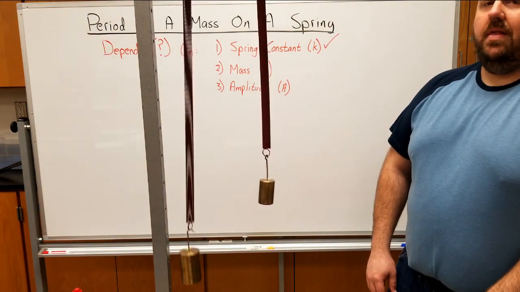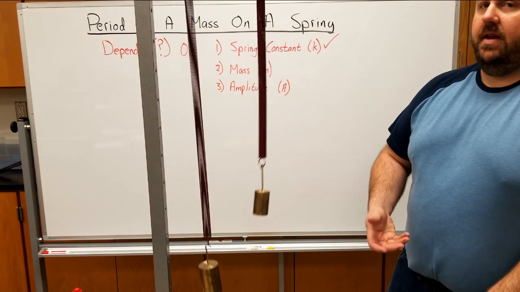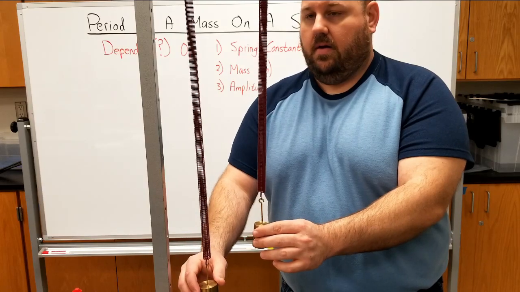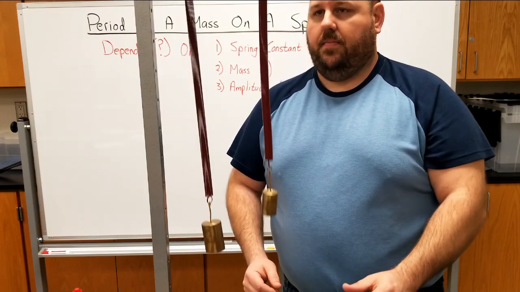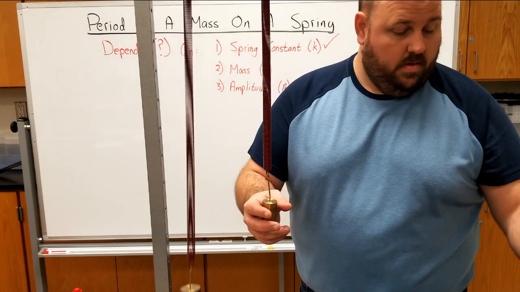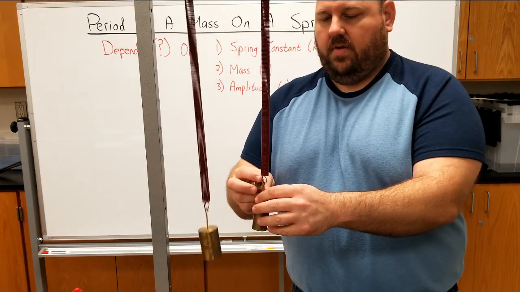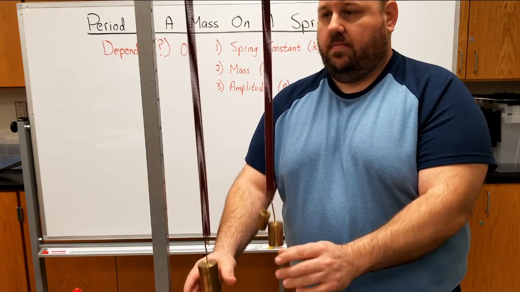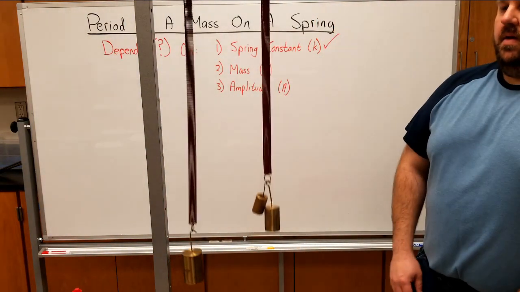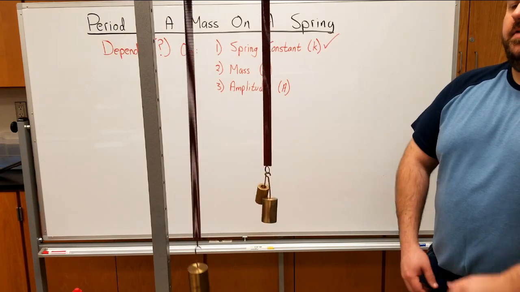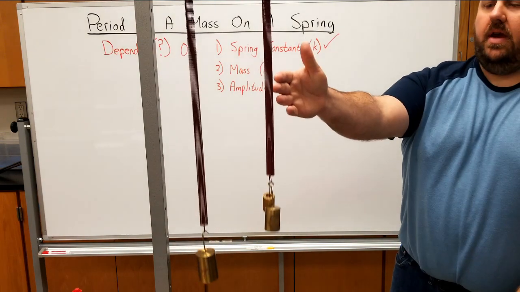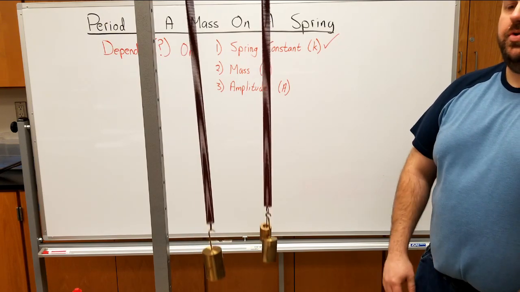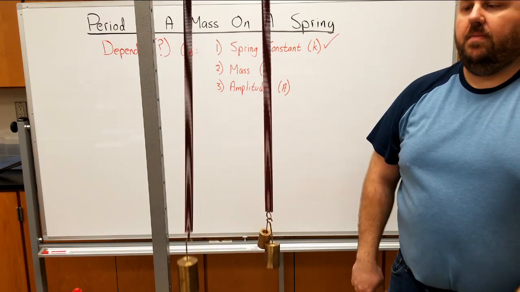3, 2, 1. So hopefully you see that with less mass, the period of oscillation is much shorter. Let's kind of reset that a little bit here. Let's try 300 grams, see if we get better results. Try to keep everything in the shot. Okay, so hopefully you can see that the spring over here with less mass is moving, or the time period is shorter for the spring that has less mass on it.